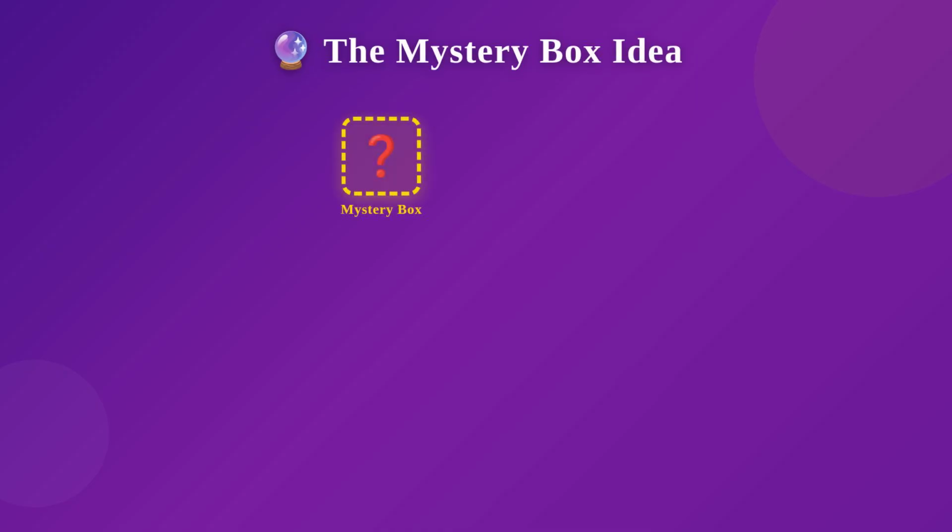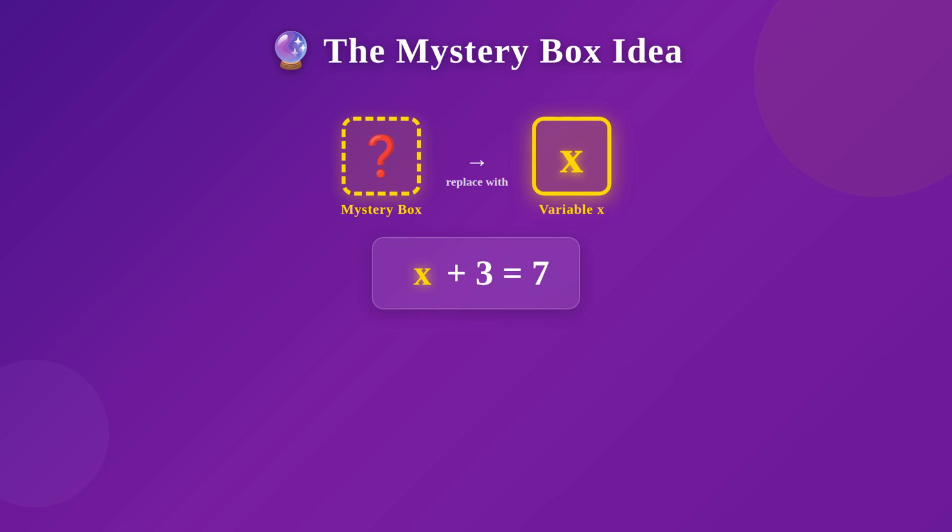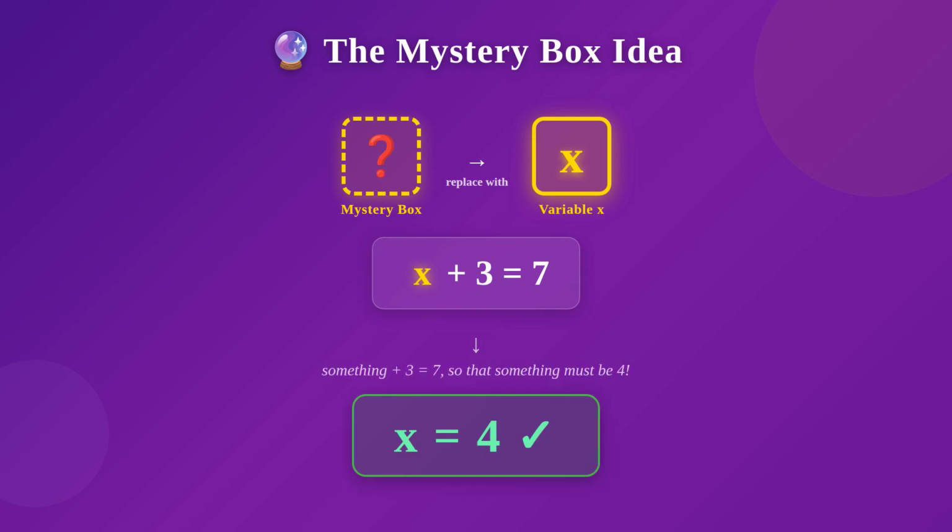Here's a great way to picture it. Imagine a mystery box. Something is hiding inside, but we don't know what yet. We write box plus 3 equals 7. Well, we can replace that box with the letter X. Now it says X plus 3 equals 7. The X is doing the same job as that mystery box. It's just holding the spot for our unknown number. And here's the cool part. We can actually figure out what X is. If something plus 3 equals 7, that something must be 4. So X equals 4.